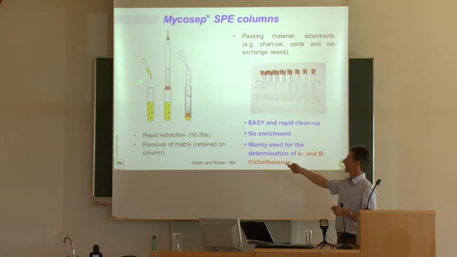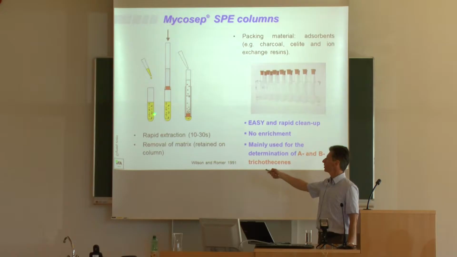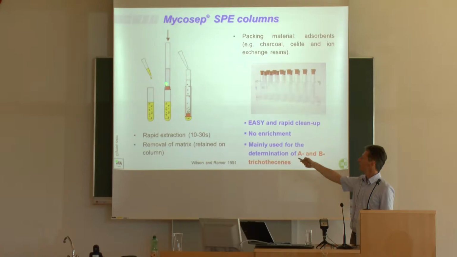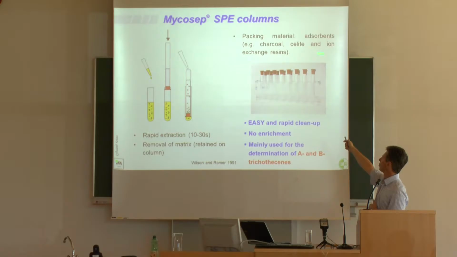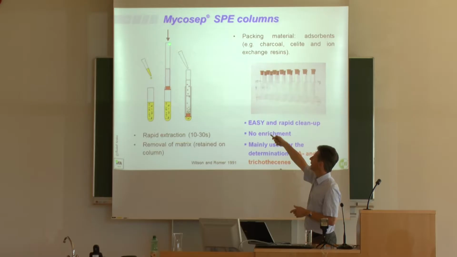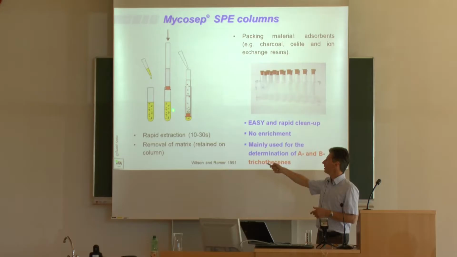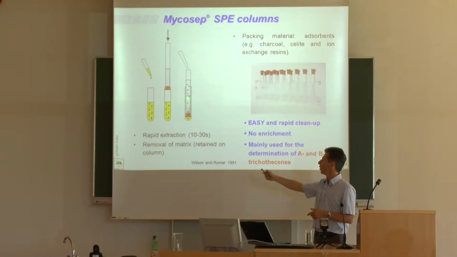So you've got a culture tube here, a maize extract containing your matrix components, but also your mycotoxin of interest in red. Then you have a column. This plastic column is filled with a mixture of different packing materials: adsorbents, charcoal, celites, ion exchange resins, and so forth. You push that column into this culture tube. The column has a one-way valve here, and your extract will be pushed through this one-way valve.